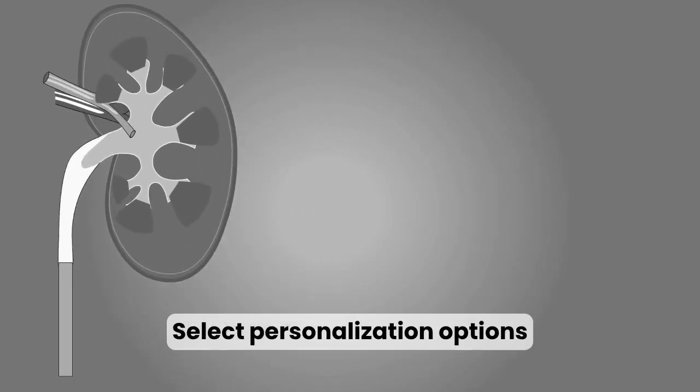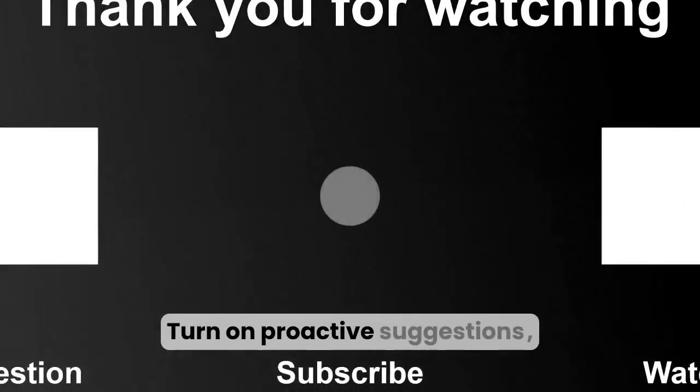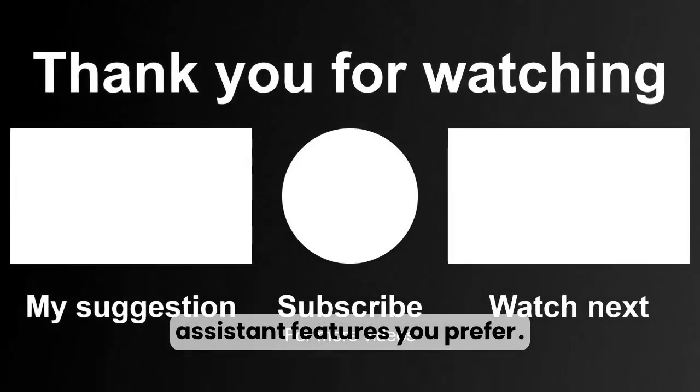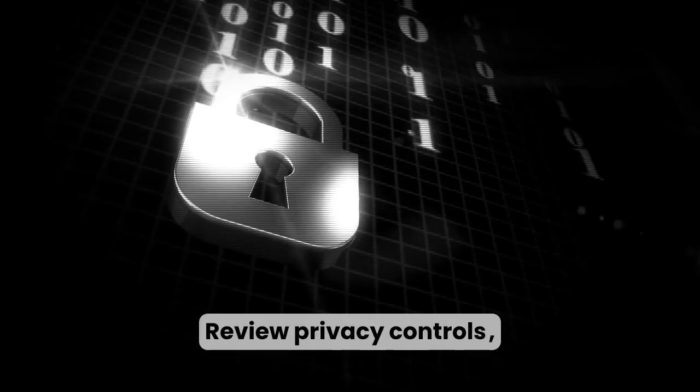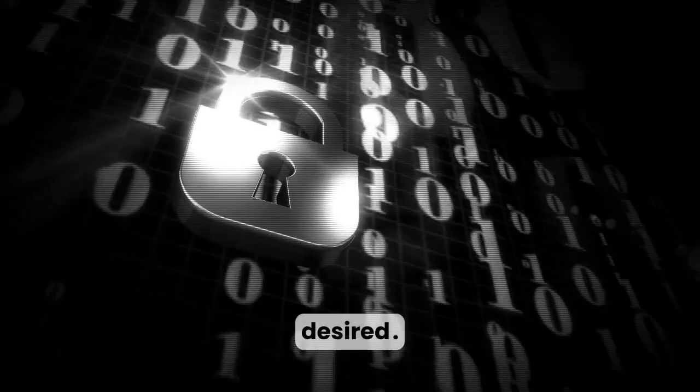Select personalization options like learning from apps, suggestions, and memory sync. Turn on proactive suggestions, summarization, and any assistant features you prefer. Review privacy controls, restrict data sharing, or allow personalized experiences as desired.